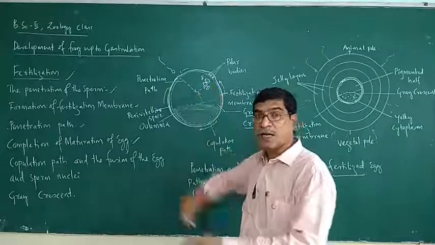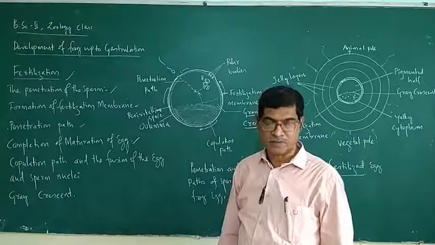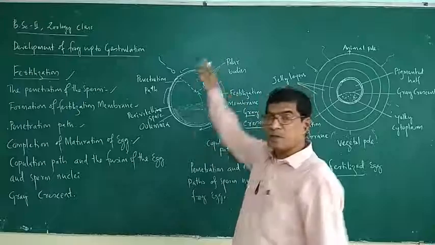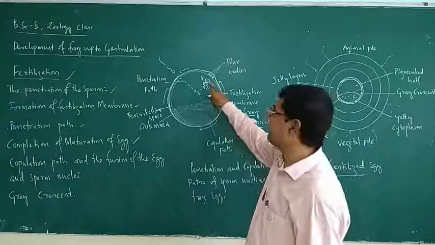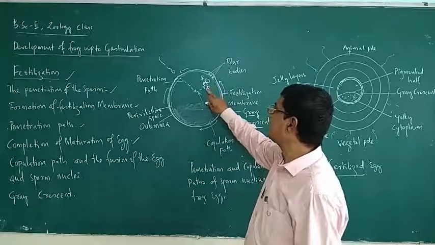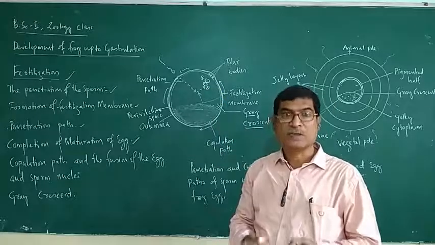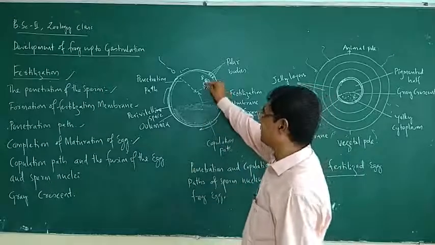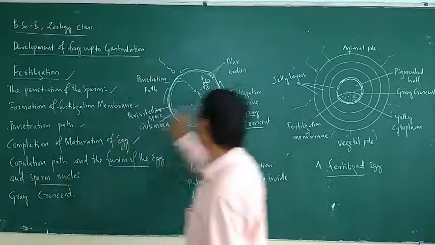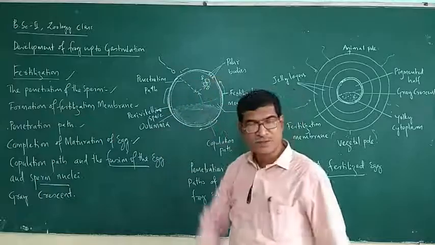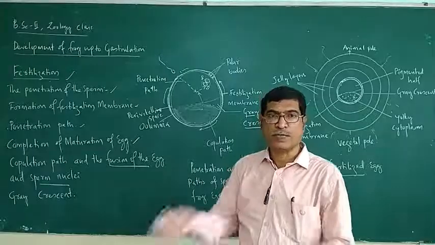The female pronucleus occurs after the second maturation division, the second meiotic division. After the release of the second polar body, the female pronucleus is formed. This is the female pronucleus and this one is the male pronucleus. The male pronucleus and female pronucleus swell up and they meet here. So, fusion of the egg and sperm nuclei. These two are fused. Both pronuclei, male and female, are fused.